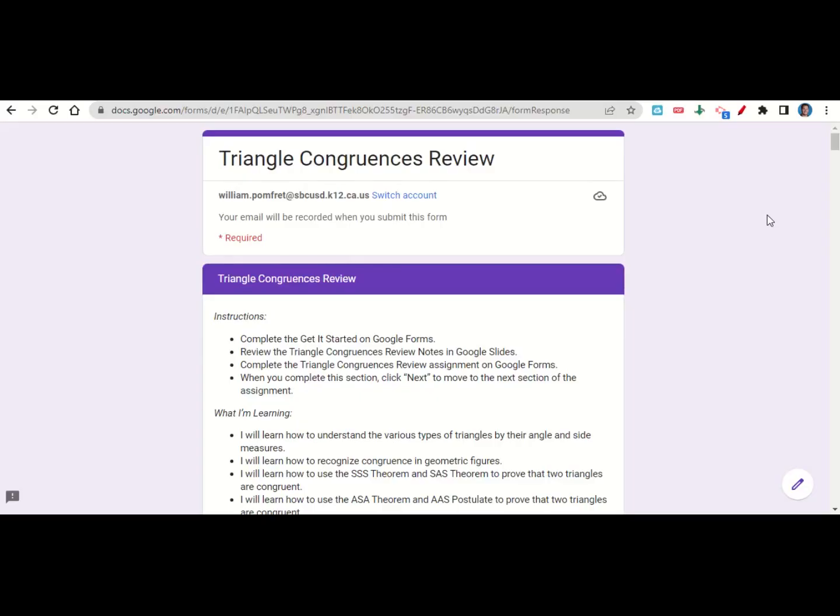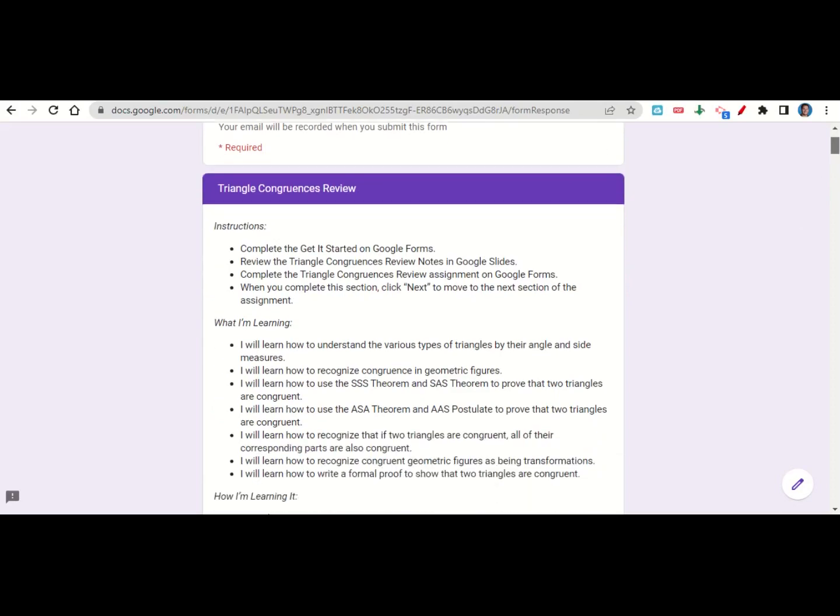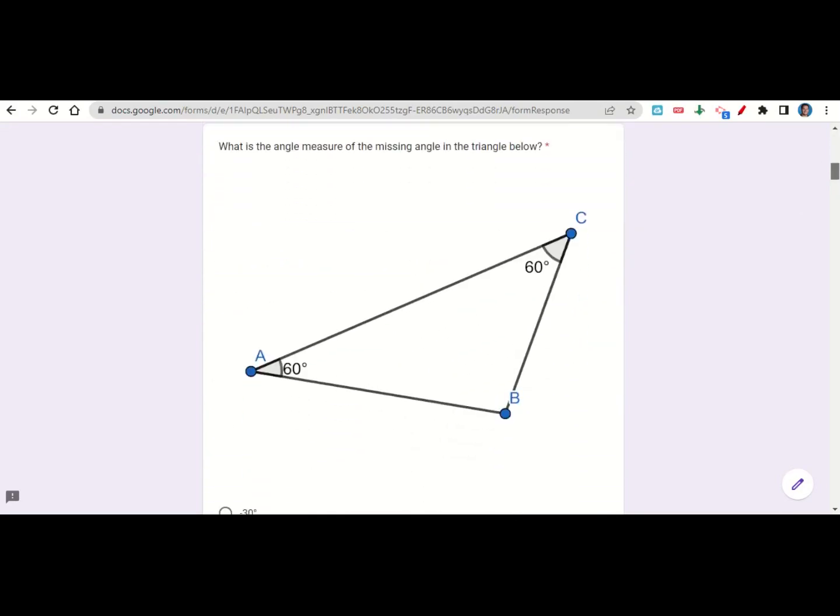Let's take a look now at the Triangle Congruences Review assignment. The assignment begins with the learning goals and success criteria. If we scroll down, we can see the questions. So it says, what is the angle measure of the missing angle here? Well, we know that the total needs to be 180 degrees.